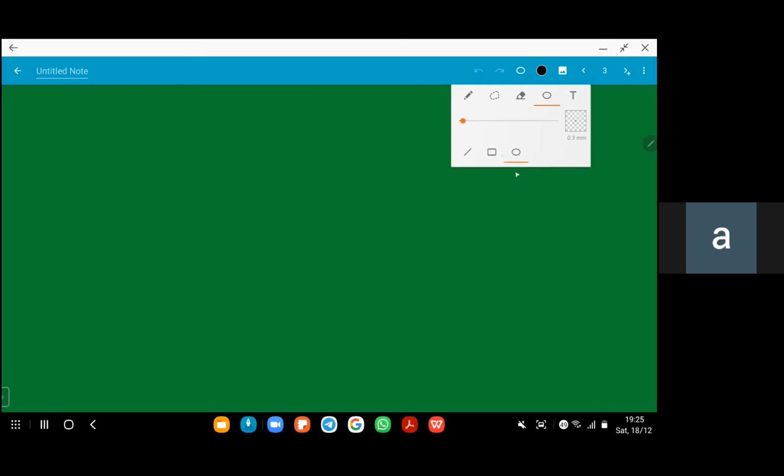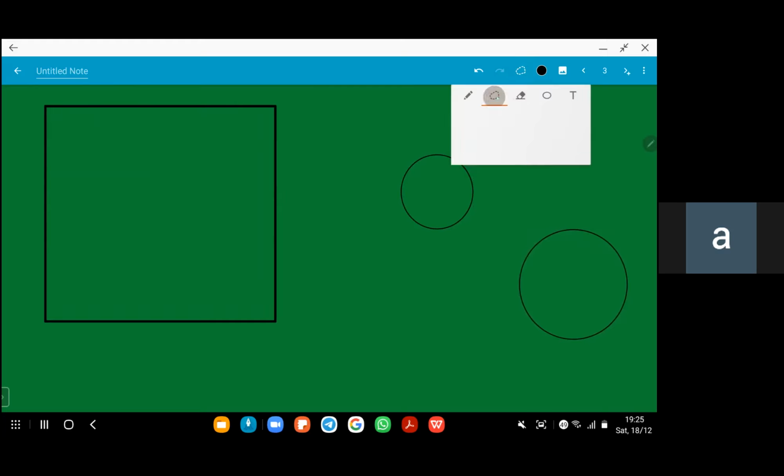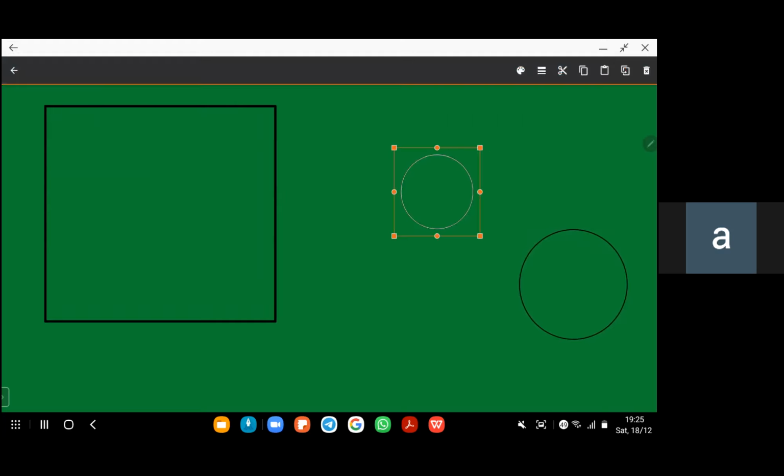The question is: this is some enclosure. This is sphere 1, and this is sphere 2. Don't worry, this is for my geometry purpose.